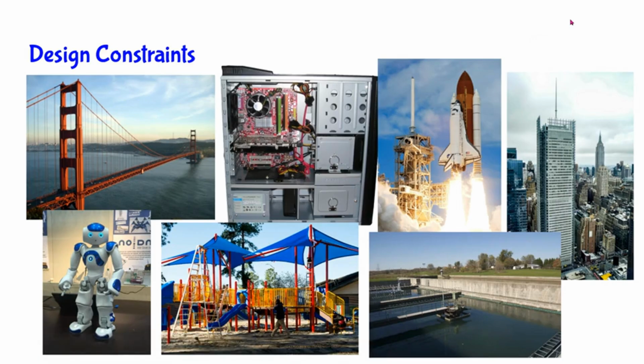In this lesson, we're going to be learning about design constraints. By design constraints, I mean the rules or requirements that we have to follow. Engineers do this as well. When they are designing something, they have certain rules they have to follow, certain requirements that they have to meet for their design to be successful, whether they're designing a robot or a bridge or a computer, a rocket ship, a building, a water treatment plant, or a playground for an elementary school. Engineers have design constraints that they have to follow.